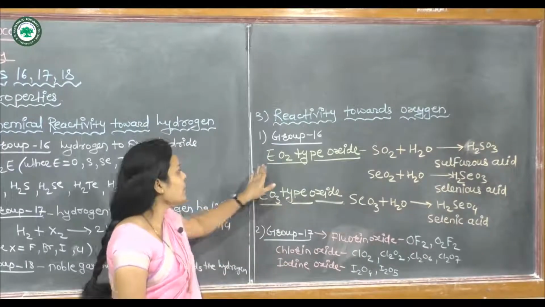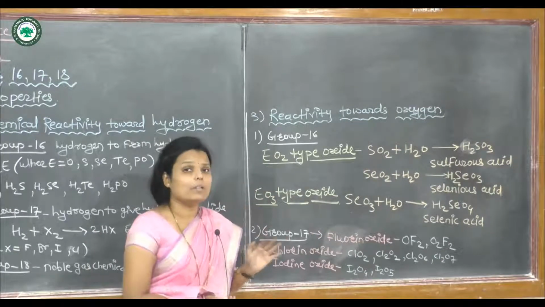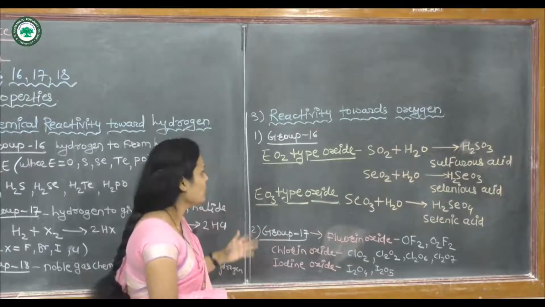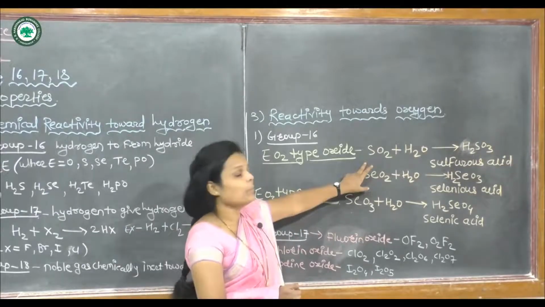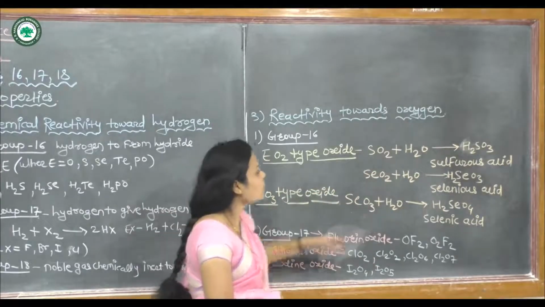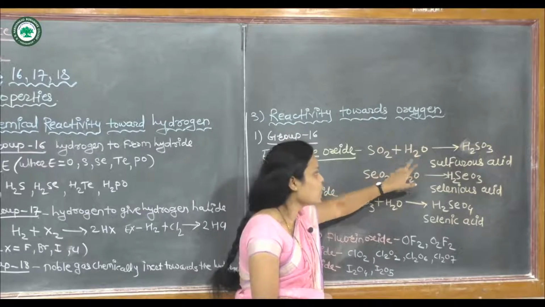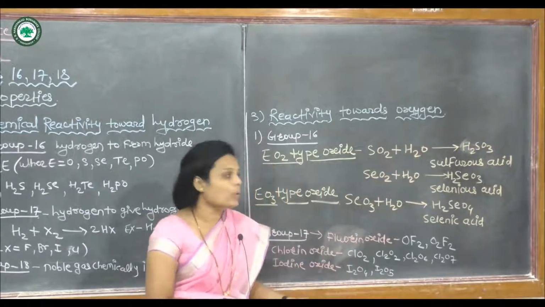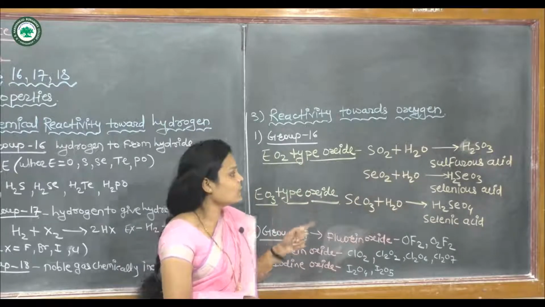In EO2, E can be sulfur, selenium, tellurium and polonium. The first example is SO2, sulfur dioxide. Sulfur dioxide reacts with a water molecule, H2O, and then forms sulfurous acid.